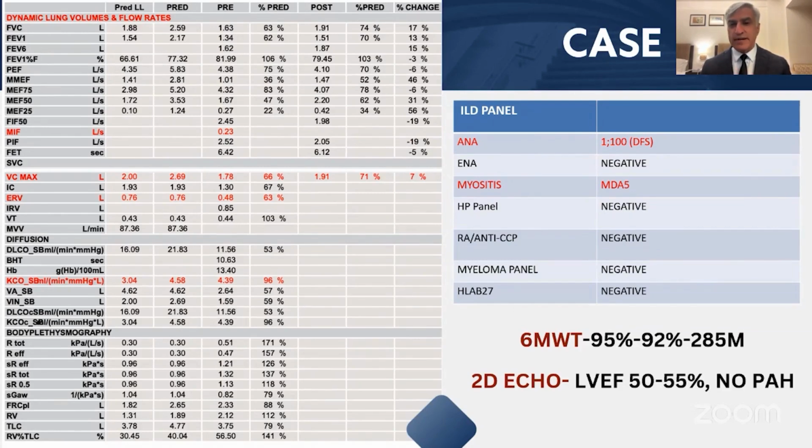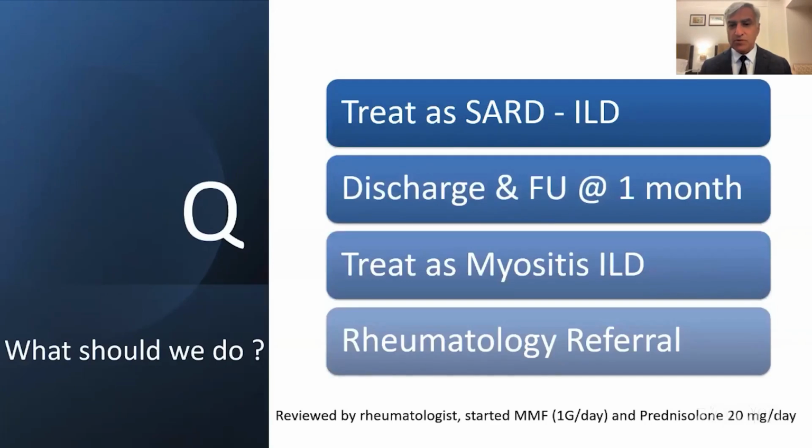Okay, Rahul, what happened next? So we asked for a rheumatologist, and what happened, Rahul? So the patient was reviewed by the rheumatologist and was started on MMF 1 gram a day and prednisolone 20 mg a day. So some importance was given definitely to the disease, as well as the autoimmune profile which had come out to be positive. And I think they were a little more cautious about it because the patient was just recovering from Klebsiella pneumonia.